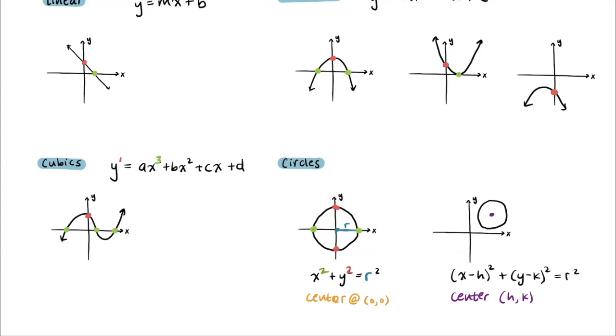Looks kind of crazy, but what happens is just the x coordinate of the center gets subtracted from x. These will be numbers. Okay, the y coordinate of the center gets subtracted from y in the equation. Again, these will be numbers. And what that does is it shifts the circle around left and right and up and down.